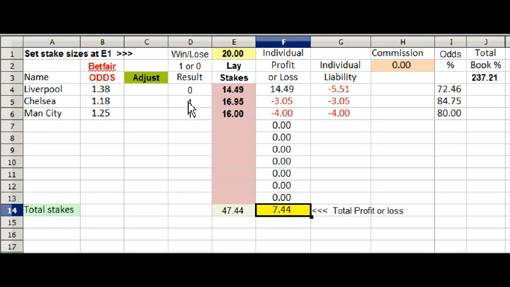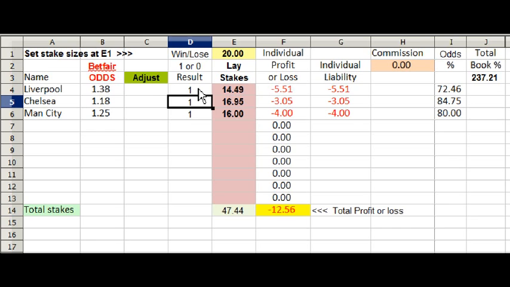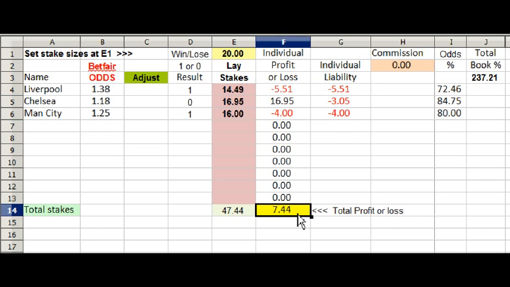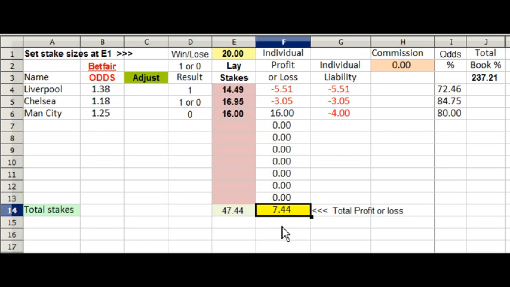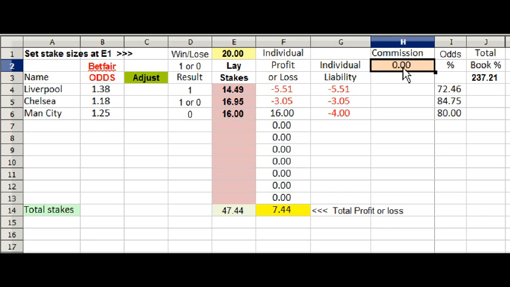Now if we alter that to a winner and put that one to a loser now, we come out with 744 at the bottom there. And if we hit a loser with that one, we'd finish up with 744 at the bottom with that one as well. So that is the balanced staking, but once we add commission in, things look a little bit different.